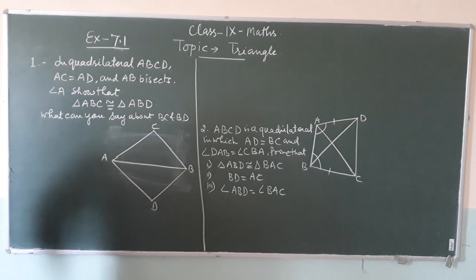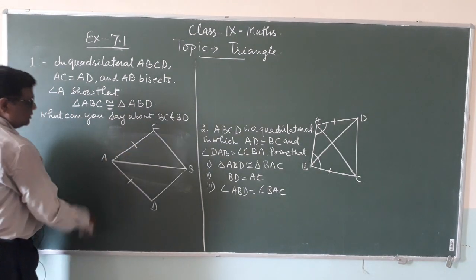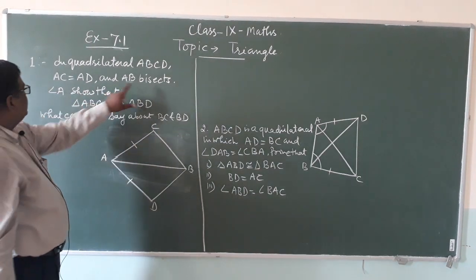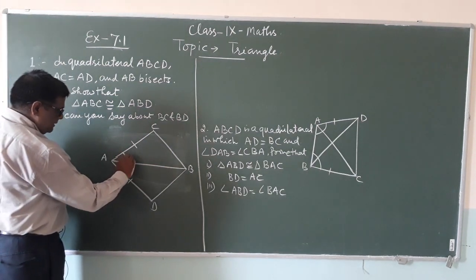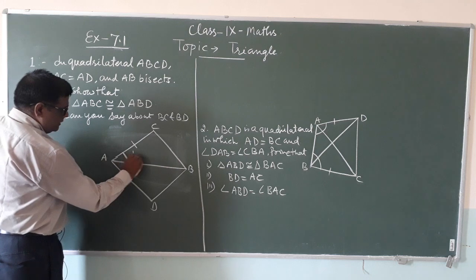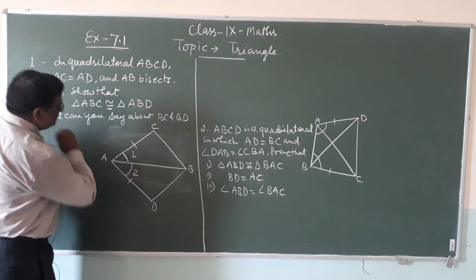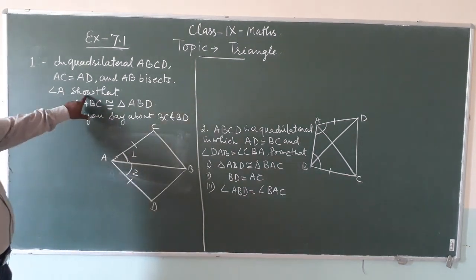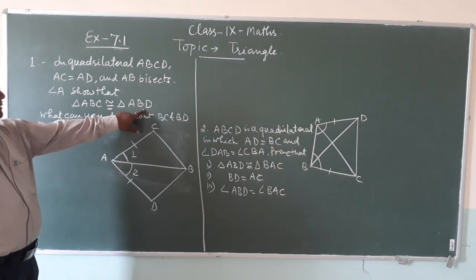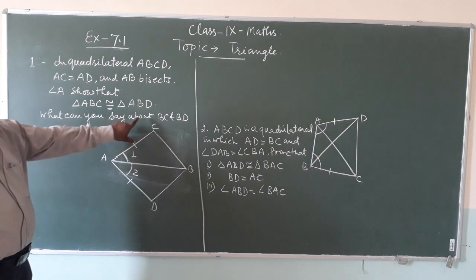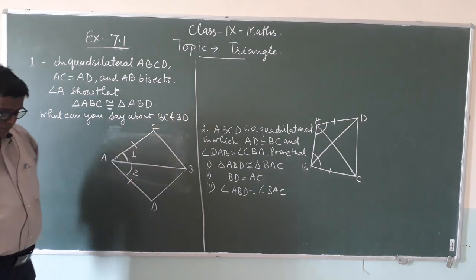AC is equal to AD. This one is also equal to this, and AB bisects angle A. That is, AB bisects this angle. It means angle 1 is also equal to angle 2. So triangle ABC is congruent to triangle ABD. And what can you say about BC and BD?